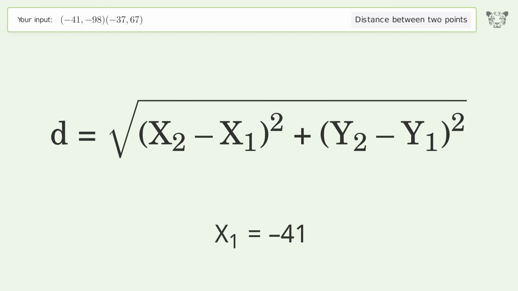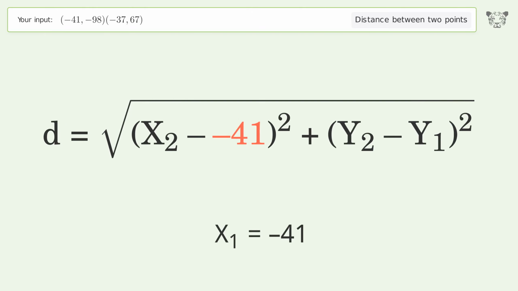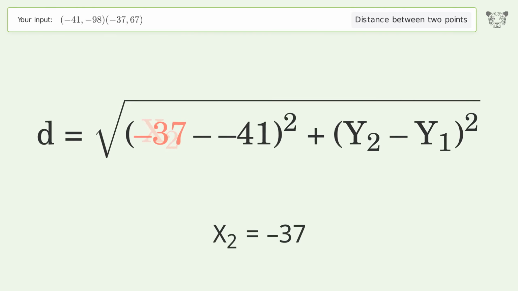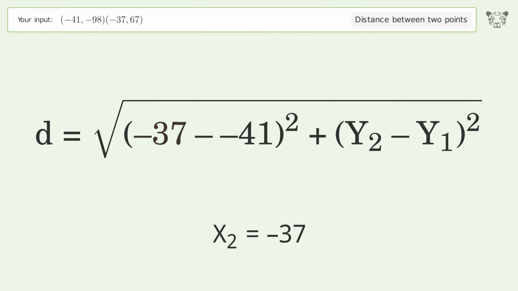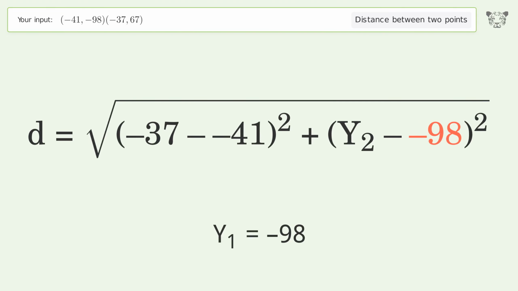x1 equals -41. x2 equals -37. y1 equals -98. y2 equals 67.